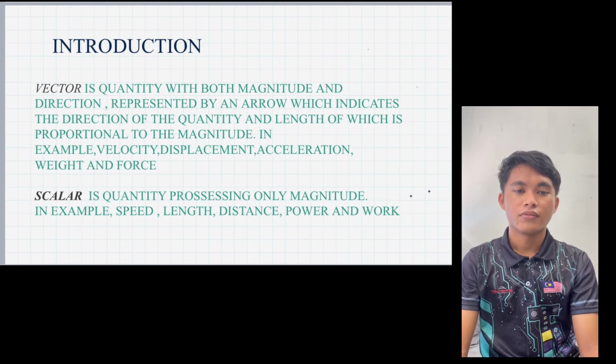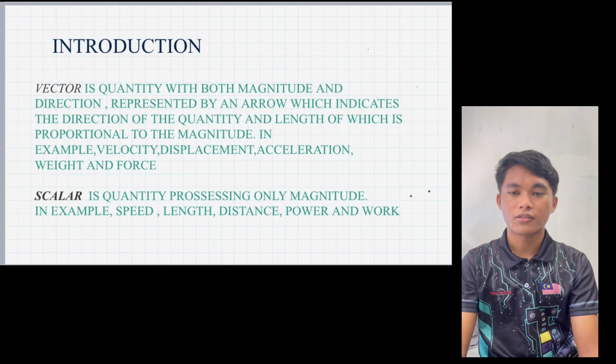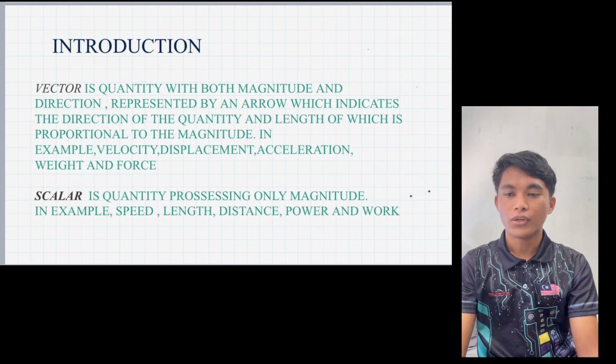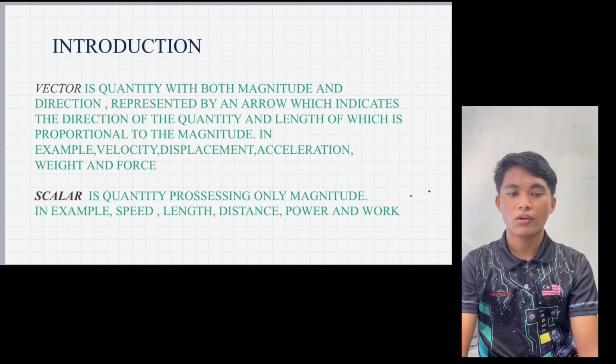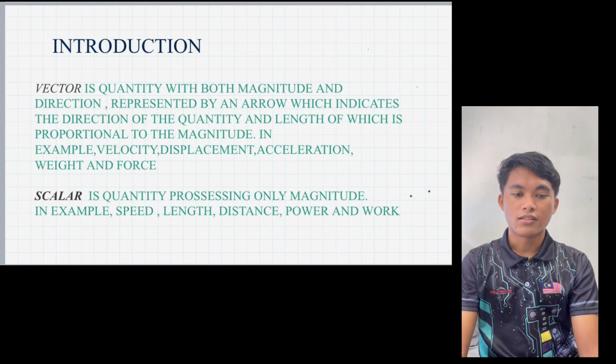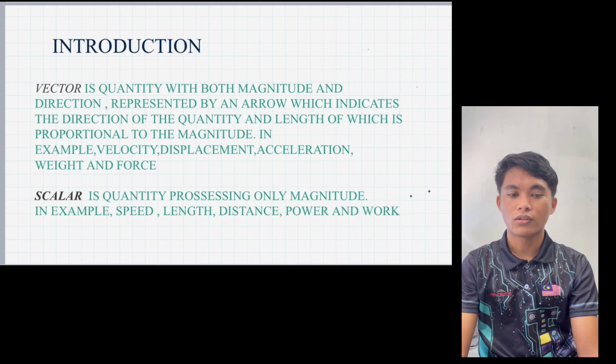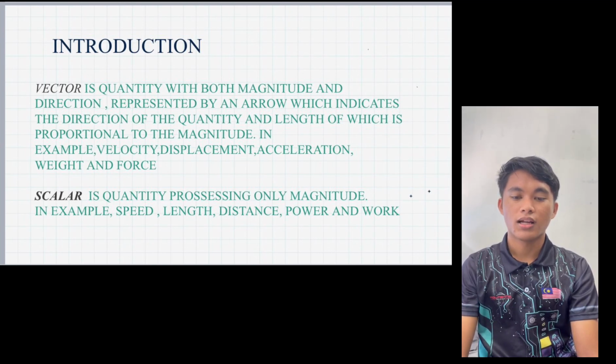First, vector. Vector is a quantity with both magnitude and direction, represented by an arrow which indicates the direction of the quantity, and length which is proportional to the magnitude. Examples are velocity, displacement, acceleration, weight, and force. And scalar. Scalar is a quantity possessing only magnitude. Examples are speed, length, distance, power, and work.